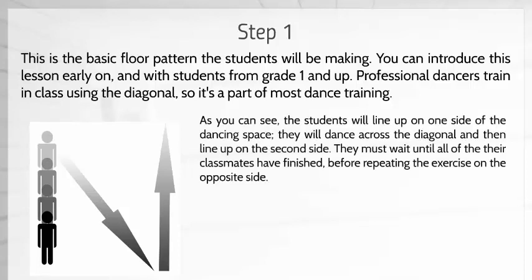As you can see, the students will line up on one side of the dancing space. They will dance across the diagonal and then line up on the second side. They must wait until all of their classmates have finished before repeating the exercise on the opposite side.